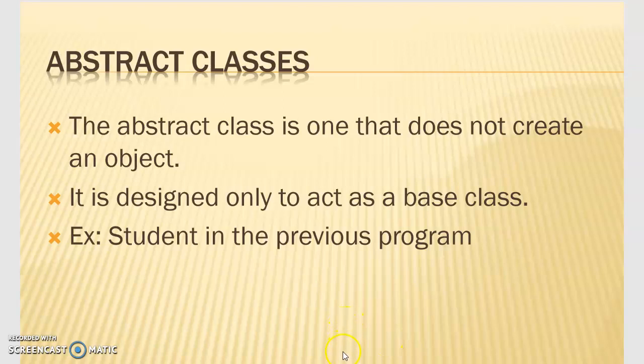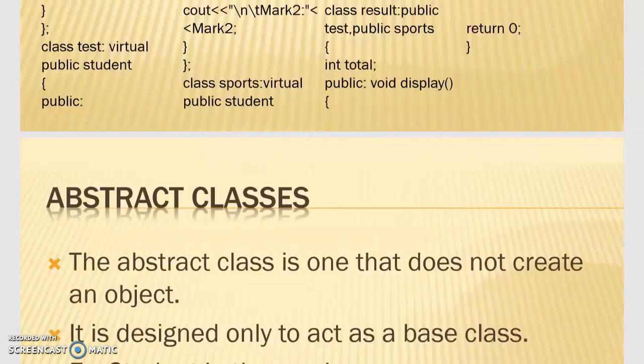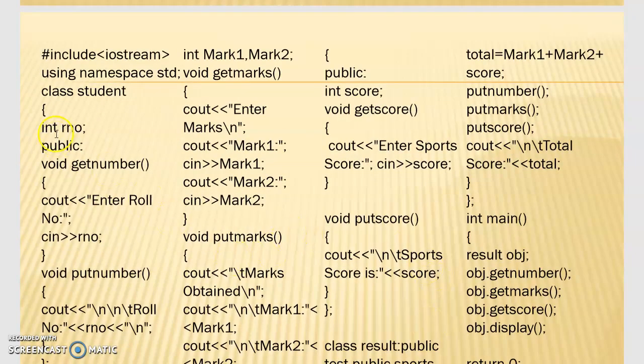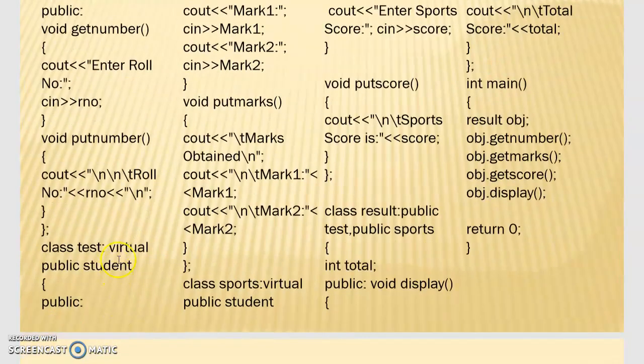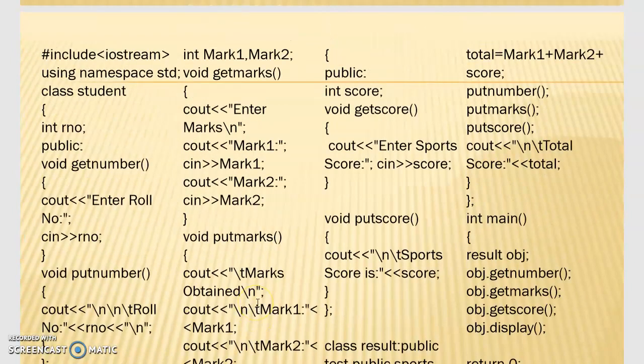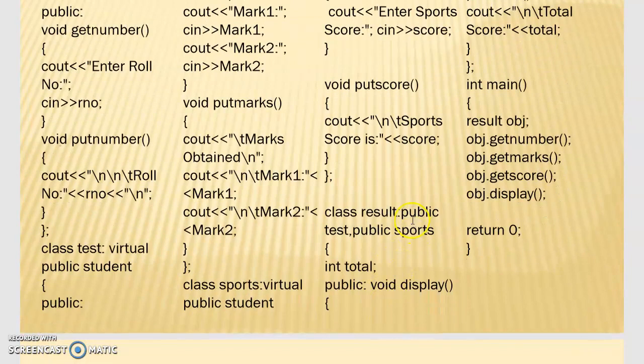When we create an object-oriented program, it can be seen that there will be classes where objects are not created. If you look at this program, you have a class called student, which has its own variables and its own functions like get number and put number. You have a class test, which is inheriting from student. You have a class sports, which is inheriting from student, and it has its own set of functions, and a result which inherits from test as well as sports.